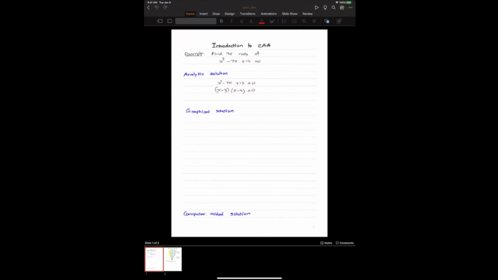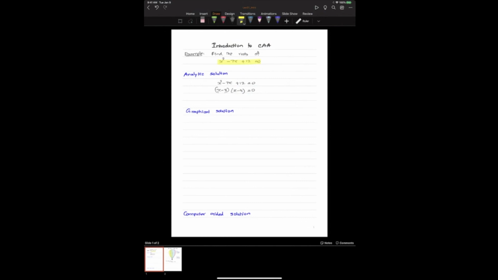What I'm going to do is explain some of the concepts. I'm going to explain computer analysis using this example. So let's say we want to solve this equation. Now, there are many ways to solve this equation. But one is the analytic method.